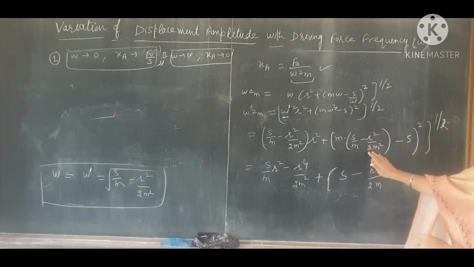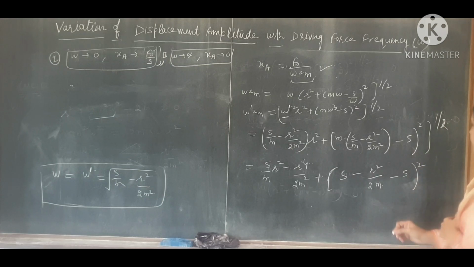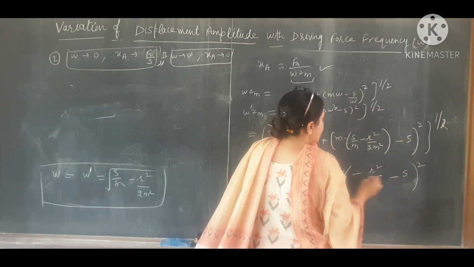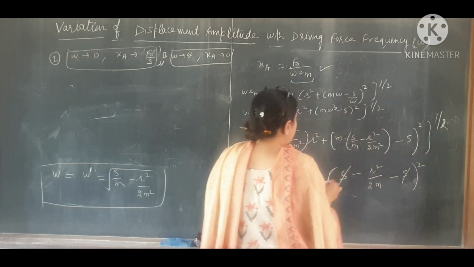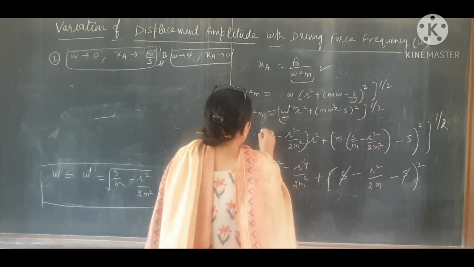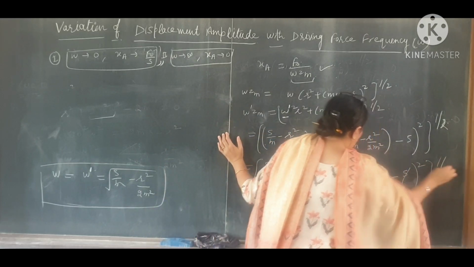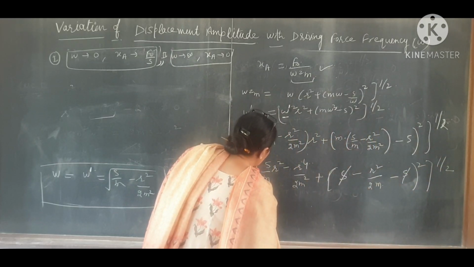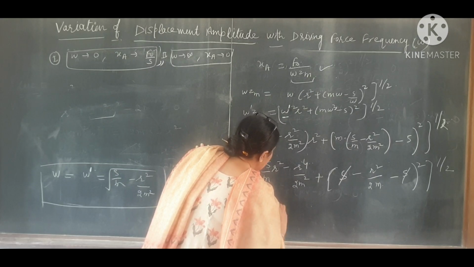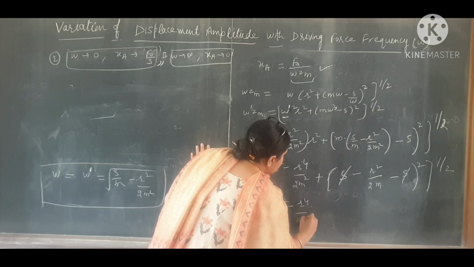Open this m into this minus s whole square. So this s goes with this, raised to power 1 by 2, whole power is 1 by 2. So what you get is equal to s over m, r square minus r⁴ over 2m square.